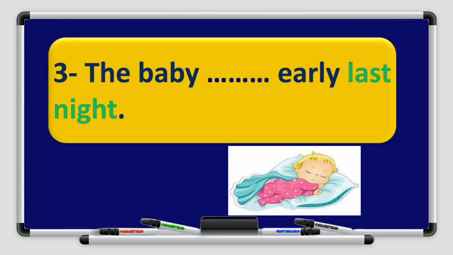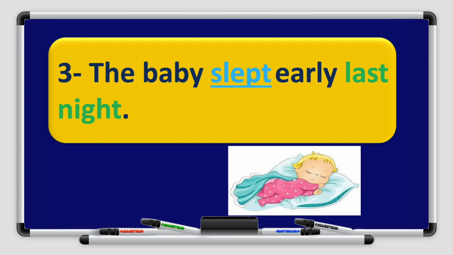Look at number 3. The baby blank early last night. Look at the picture. Yes, that's right. The baby slept early last night. Here the verb is sleep, and we have the words last night, which show that the sentence should be in the past. So I changed the verb sleep into past form, which is slept. It's an irregular verb.